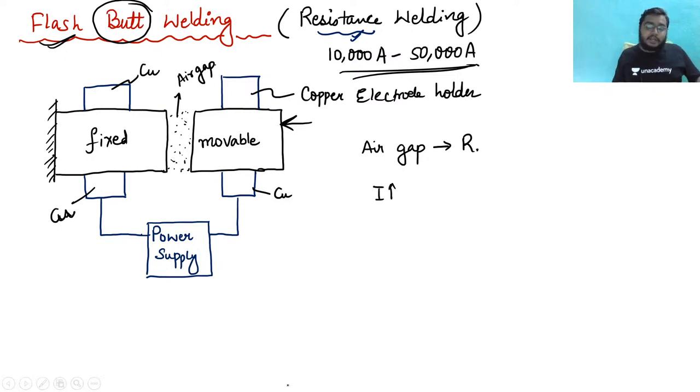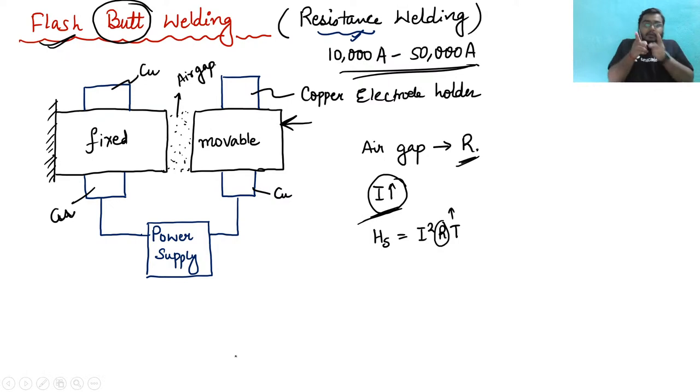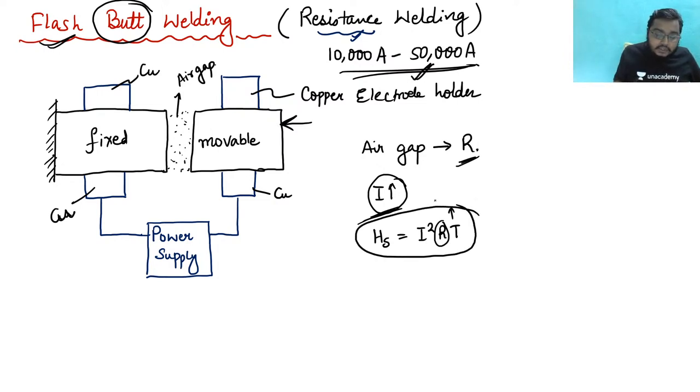Now see, my dear friend, you know that if my current is high, then the heat supplied is what? I square RT. Here, this is the air gap, and the air gap has some resistance, so definitely the resistance is also increased. Now you are giving a very high amount of current. Once the gap between the fixed and the movable is like this, you have just supplied the current in this range, so the heat supplied would be I square RT. Clear? So I square RT amount of heat is supplied here in between the junction.